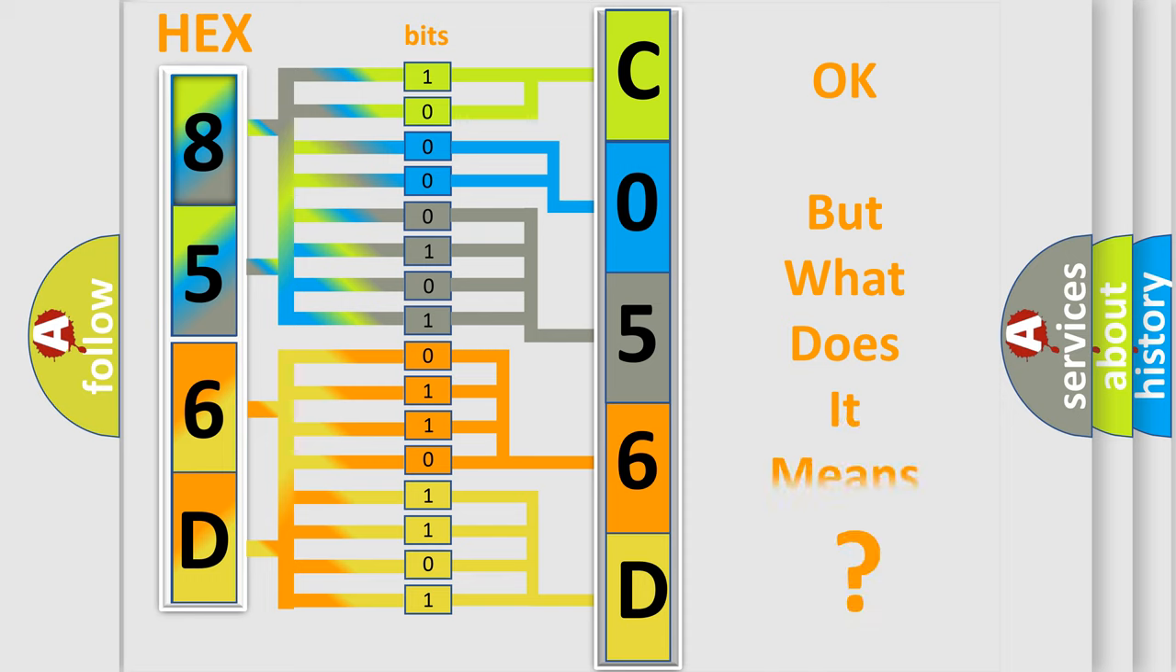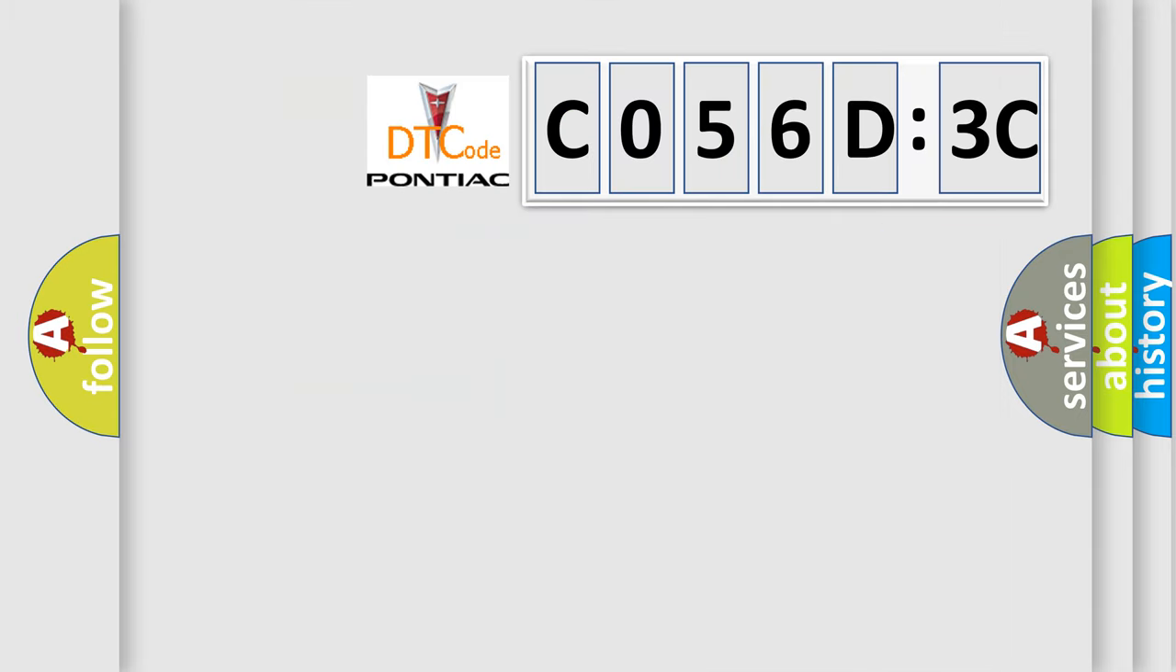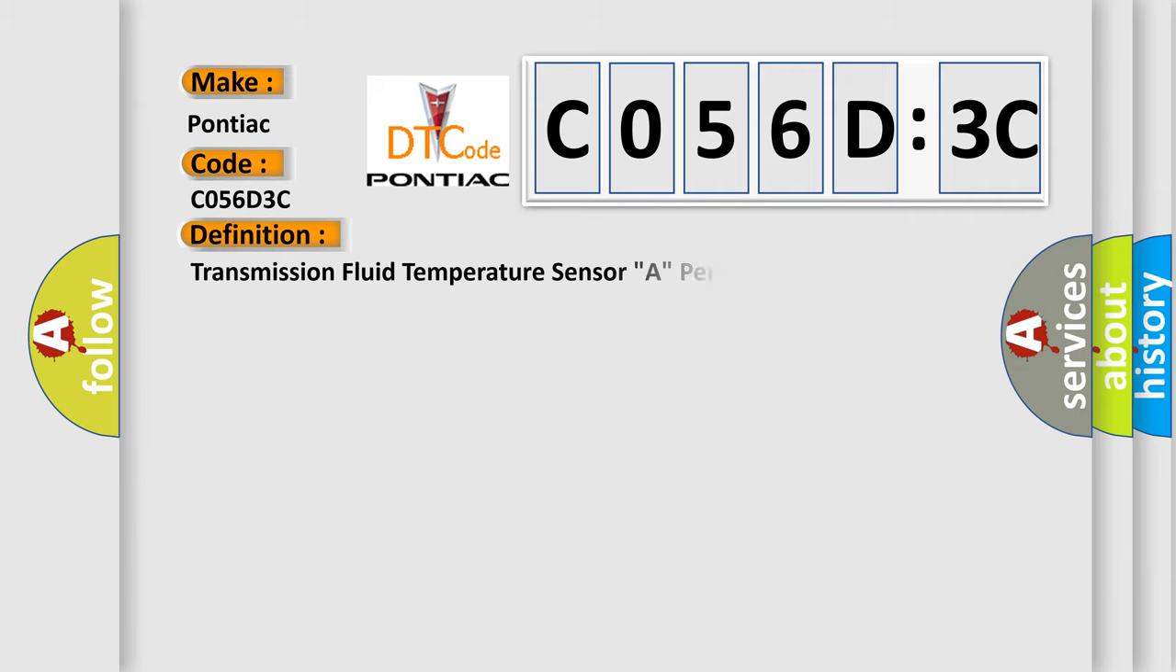The number itself does not make sense to us if we cannot assign information to what it actually expresses. So, what does the diagnostic trouble code C056D-3C interpret specifically for Pontiac car manufacturers? The basic definition is transmission fluid temperature sensor A performance.